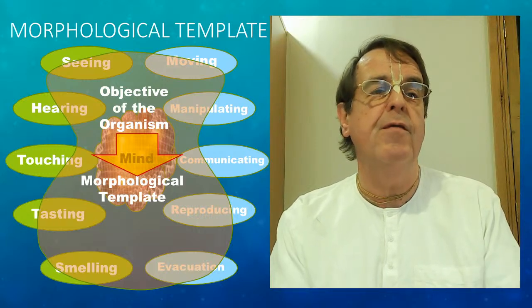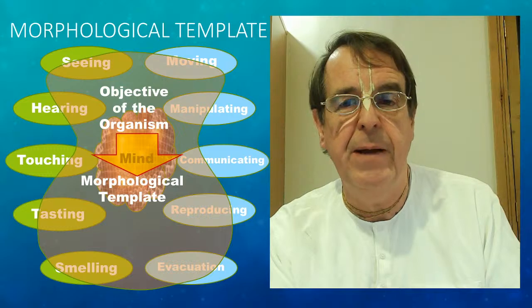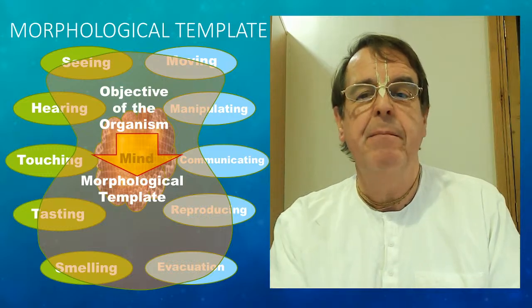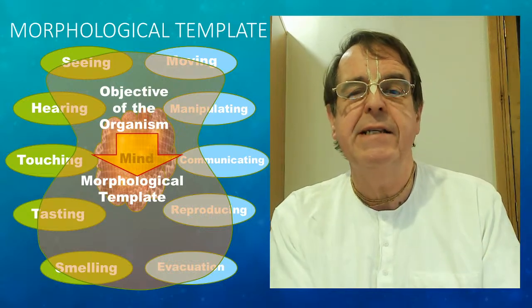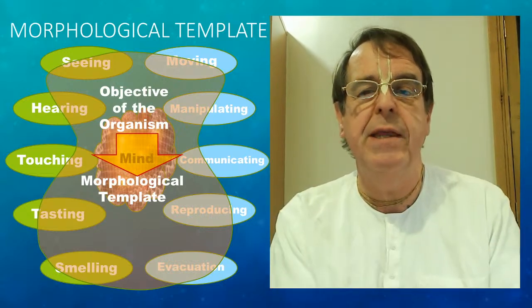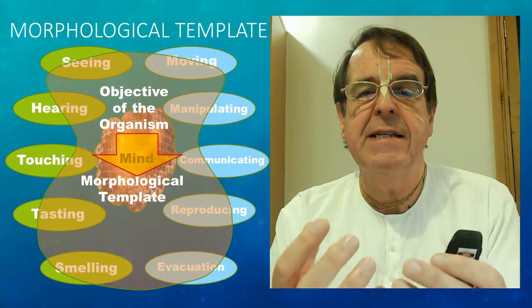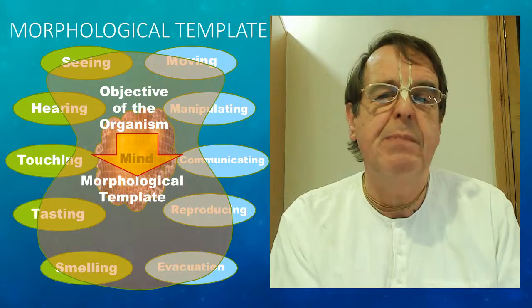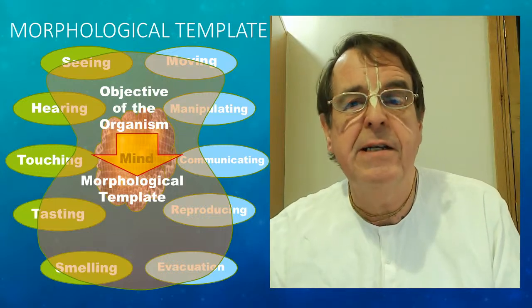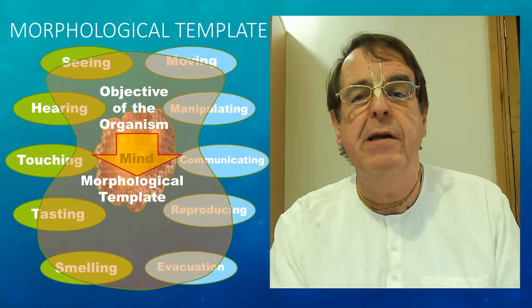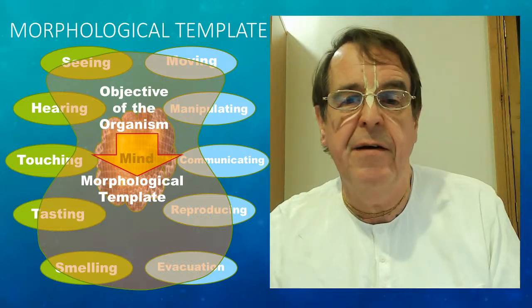And we're defining the morphological template as an underlying state of information. It is basically information in this subtle form, in the same way as we defined information within the mind. So the morphological template is a state of information that specifies the shape, the function, and the properties of each of the perception and working organs that an organism needs to have.